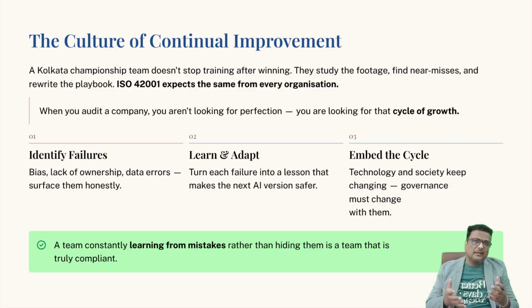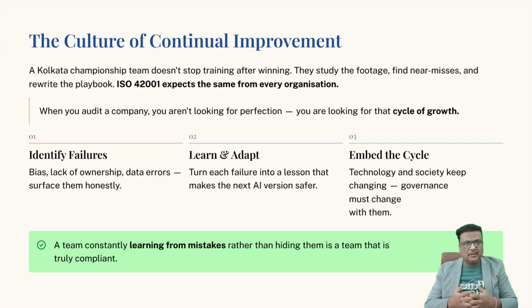Continual improvement is the ongoing effort to enhance the effectiveness of the AI management system. It is a simple realization that technology and society will keep changing, so our governance must change with them. It means taking the major failures we've discussed, the bias, the lack of ownership, the data errors, and turning them into lessons that make the next version of the AI even safer.